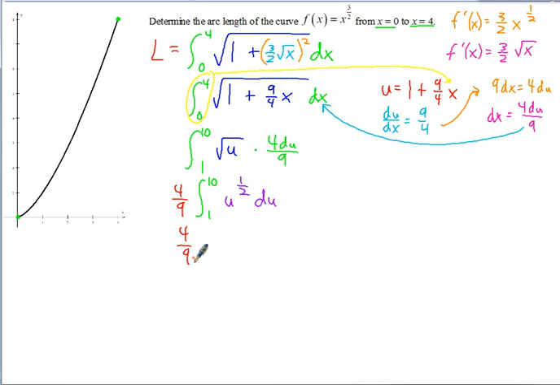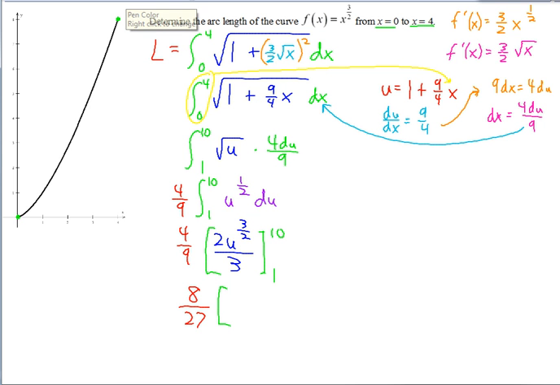So then the antiderivative of u to the 1 half is u to the 3 halves using the power rule. Divided by 3 halves is the same as multiplying by the reciprocal of 2/3. Evaluated from 1 to 10. And you can also pull out the 2/3 times the 4/9 that's already out there, which will give you 8/27. And you can simplify it to make it easier to substitute in. You can rewrite u to the 3 halves in radical form as the square root of u cubed, from 1 to 10.